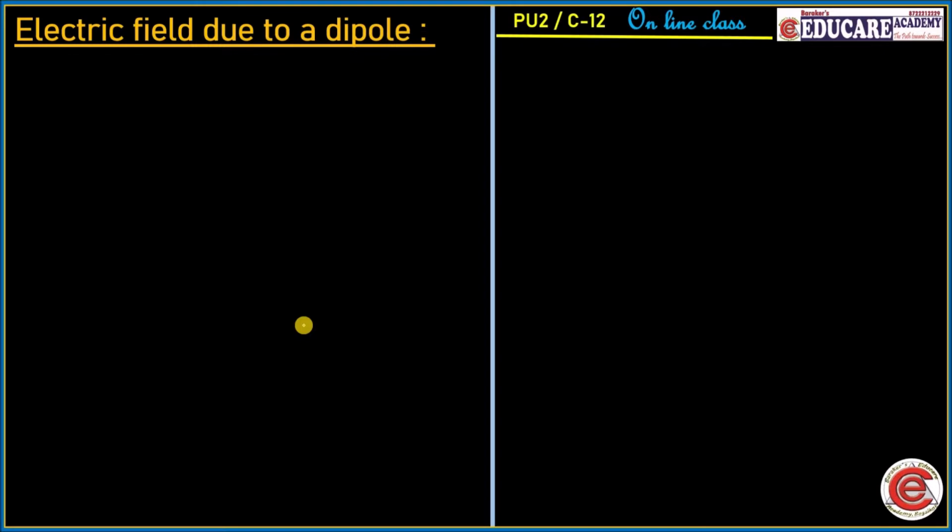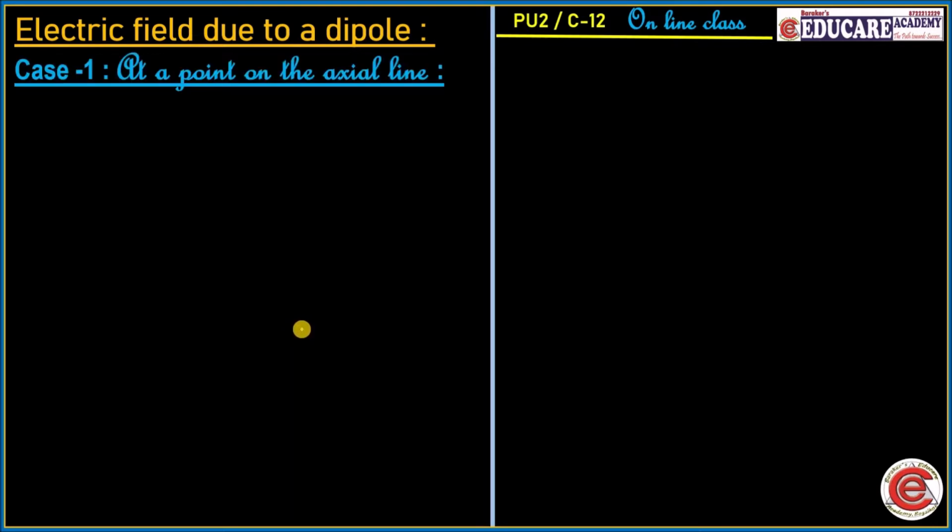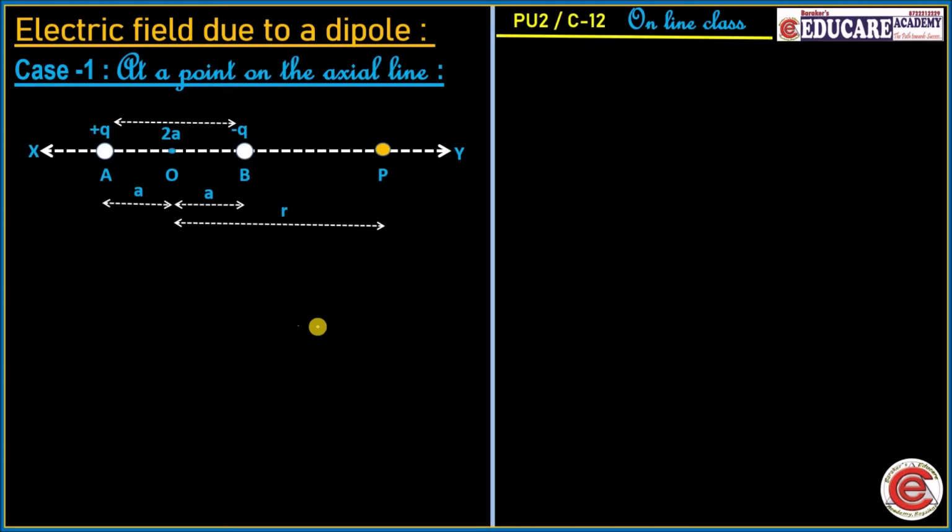Dear students, in this video we are going to discuss the electric field at a point due to an electric dipole. In this we have actually two cases. Out of them I am considering the first case, that is if the point is taken on the axial line. If the point where that electric field has to be found is taken on the axial line of the dipole. Okay, now let us consider the relevant diagram related to this concept.